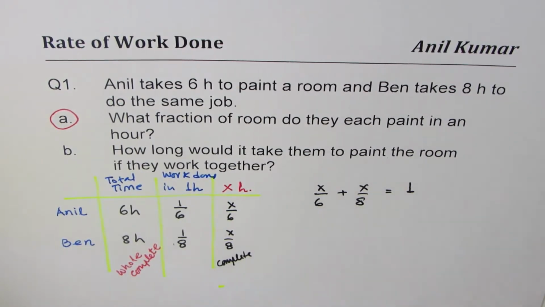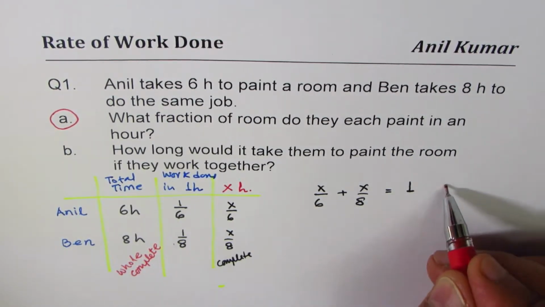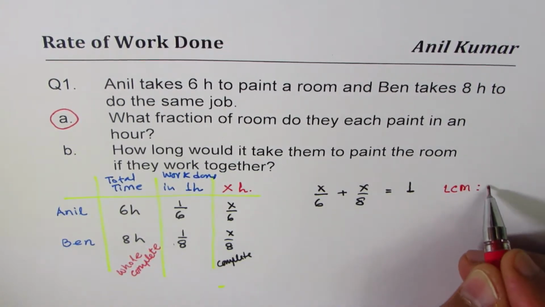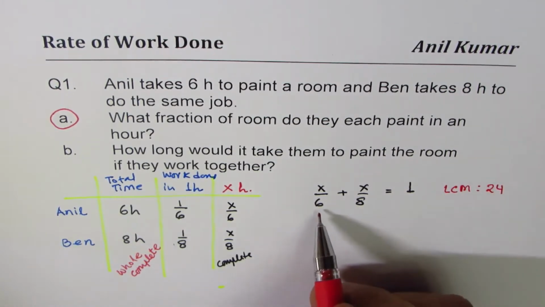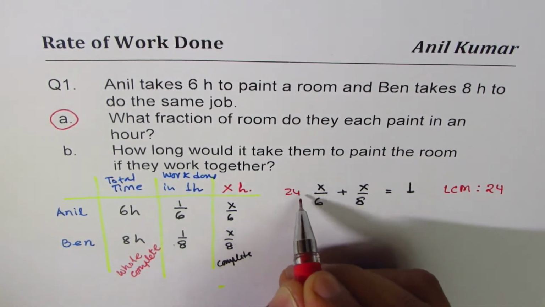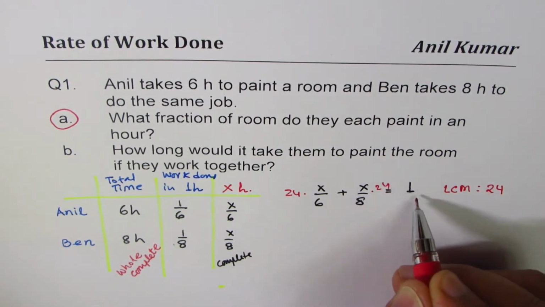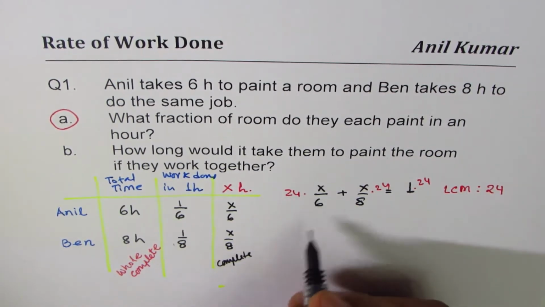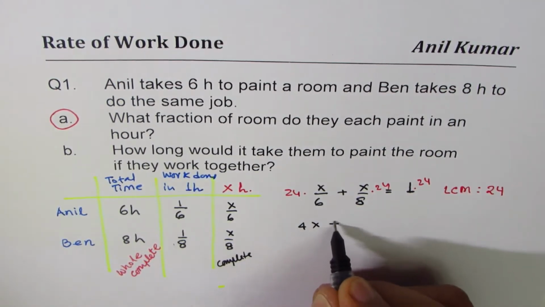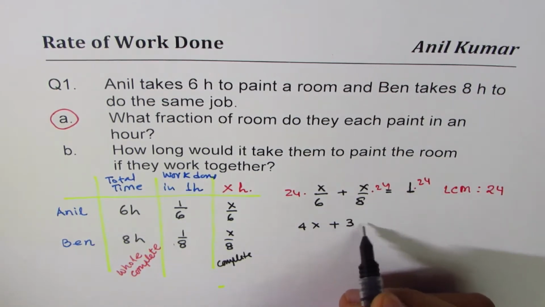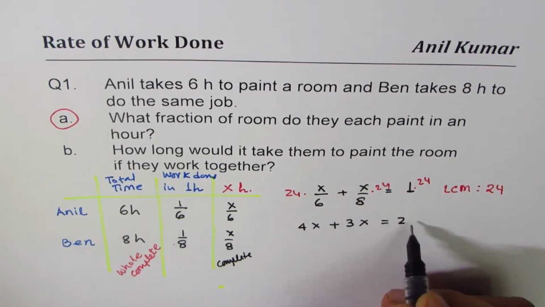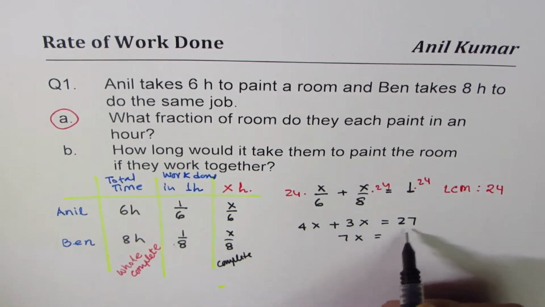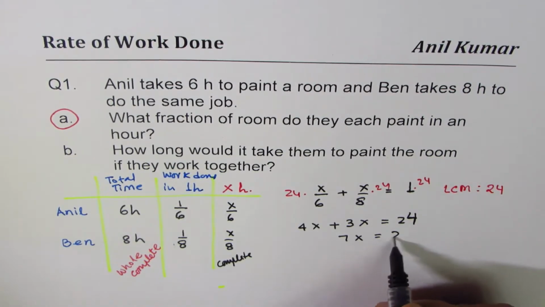Now what is the common factor? Whenever you have this, we can find the lowest common multiple, LCM, which is in this case 24. Is it okay? 24. So we can multiply both sides by 24. What do you get? 6 times 4 is 24, so we get 4x plus 8 times 3 is 24, 3x equals 24. Do you see that? 4 plus 3 is 7. So 7x equals 24.